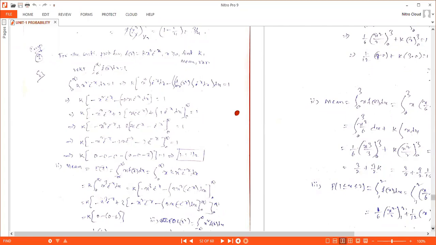Here you need to apply integration by parts to simplify this. You can apply it, or you can solve it in your own way for integration by parts.